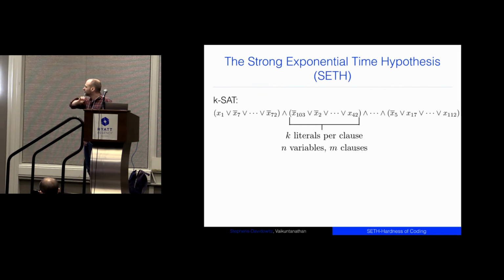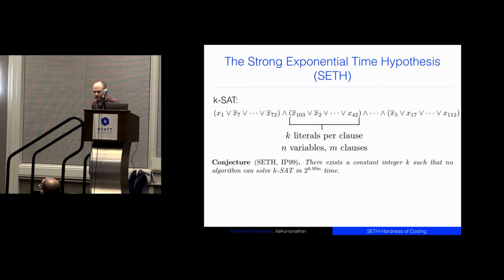And just some notation, n will be the number of variables, m the number of clauses. And the celebrated strong exponential time hypothesis, which was introduced by Impagliazzo and Paturi, says that, well, it's a little more fancy than this, but my version is there exists a constant integer k such that there's no 2 to the 0.99n time algorithm for k-SAT. The formal conjecture has an epsilon as well, and k depends on epsilon.